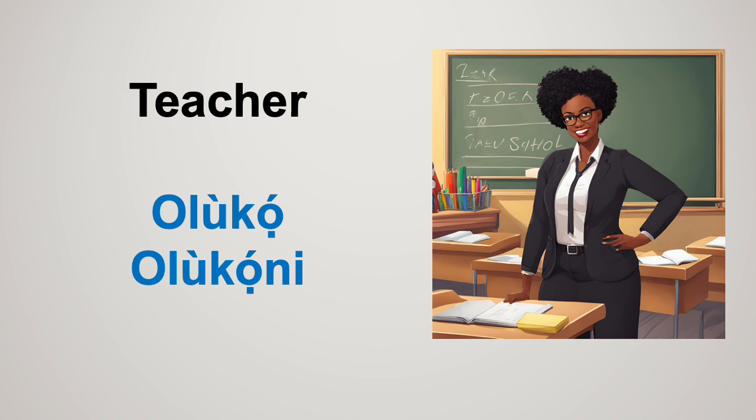Oluko means the person that teaches. The same thing is true for Olukoni. The only difference is that Olukoni is popularized by the Bible. So, during the translation of the Bible to Yoruba, Olukoni is used to describe Jesus. So, when you're reading the Yoruba Bible, you see them referring to Jesus as Olukoni instead of Oluko. But in our contemporary day-to-day use of the Yoruba language, we refer to the teacher as Oluko more than Olukoni.